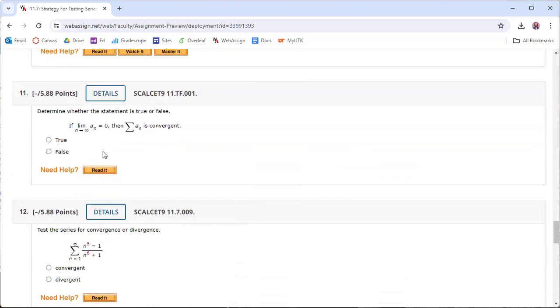Classic true, false. This is intuition about series 101. If the terms go to 0, must the series be convergent? Not so fast. Think about the harmonic series, right? Now, if we know the terms don't go to 0, the test for divergence tells us we must be divergent.